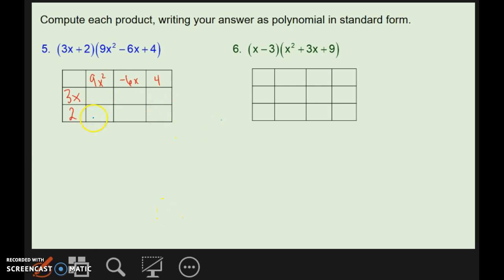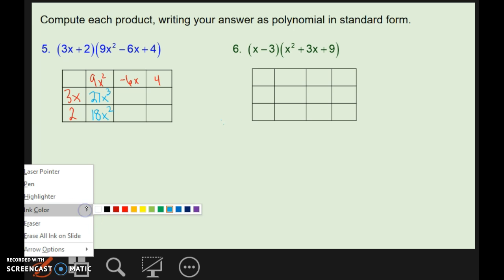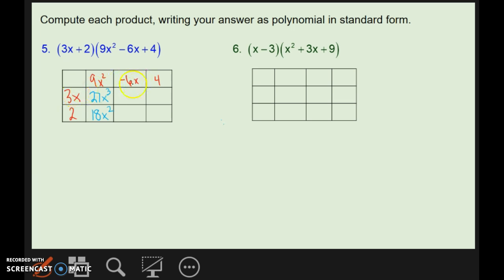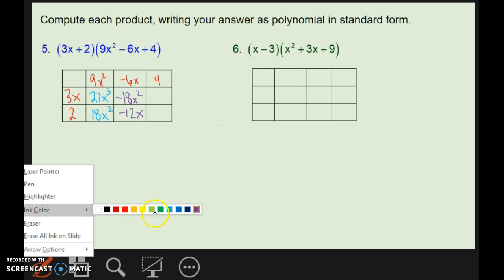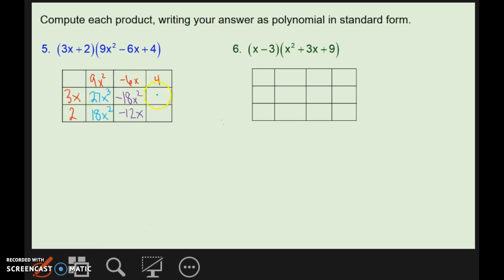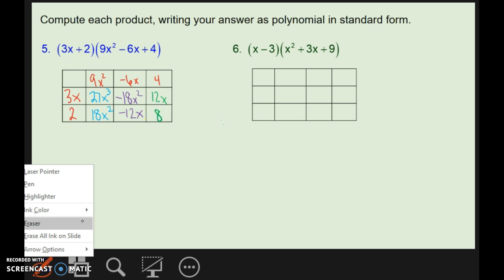Now I need to fill out my area model, so I take 3x times 9x squared. That gives me 27x to the third. Completing that column, I've got 18x squared. I move on to my next column. 3x times negative 6x is negative 18x squared. Negative 6 times 2 is negative 12x. And finally, my last column, 3x times 4 is 12x, and 2 times 4 gives me 8.